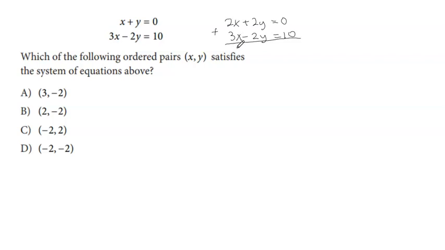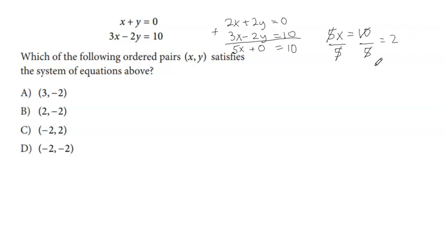I start from the extreme left. 2x plus 3x is what? 5x. Plus 2y minus 2y is equal to 0. So it can be plus or minus 0 here. And 0 plus 10 is what? 10. So in fact, I have 5x equals 10. And I can get x by dividing each side by 5. 5 cancels 5. And then 10 divided by 5 is what?